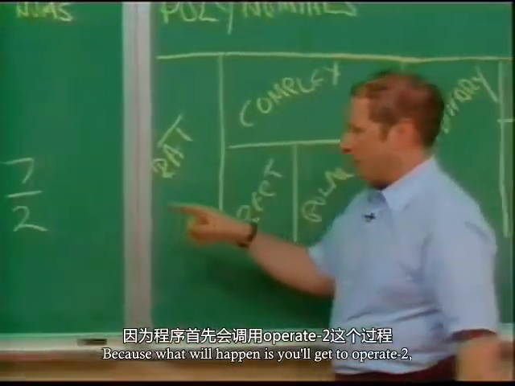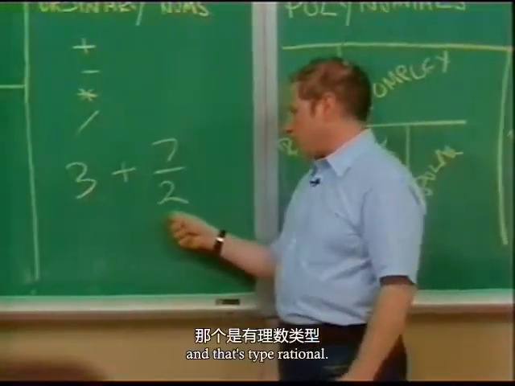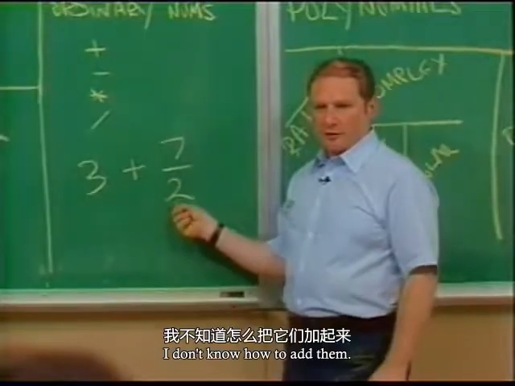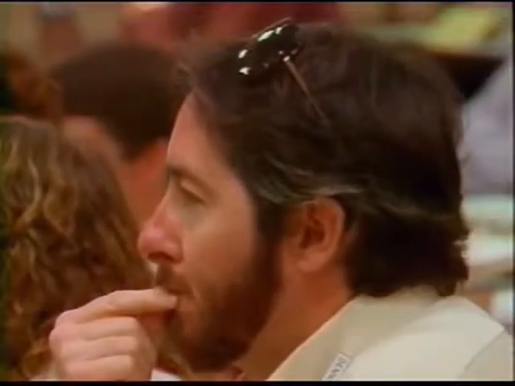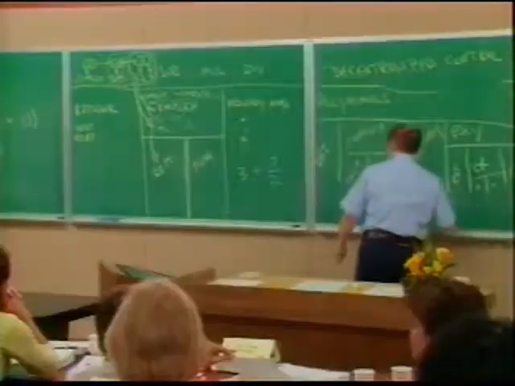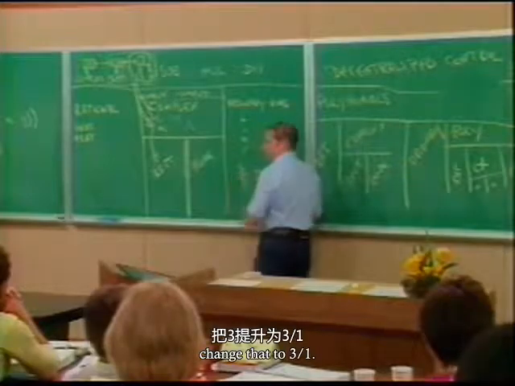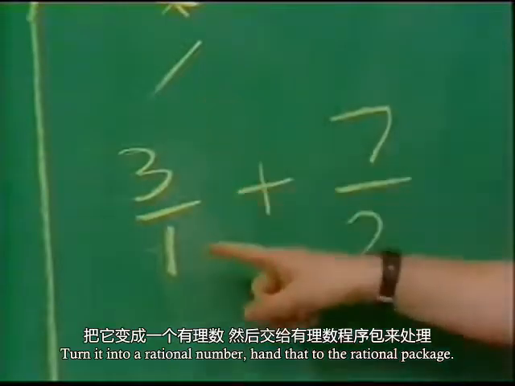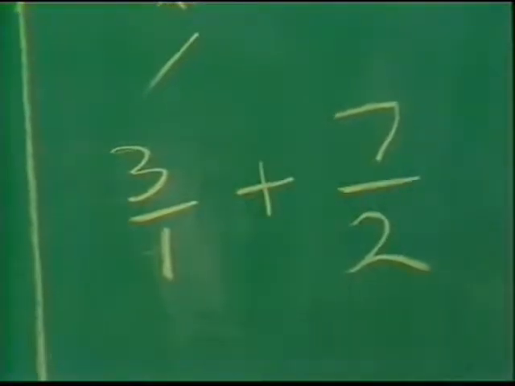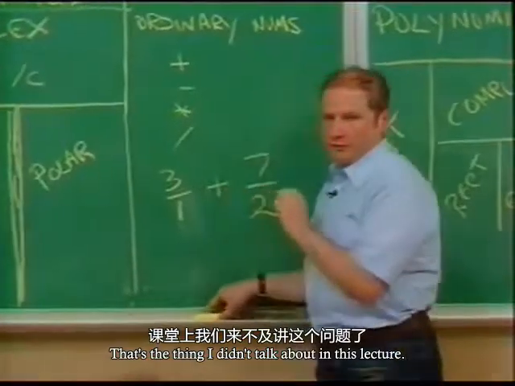Because what will happen is you'll get to operate 2, and operate 2 will say, oh, this is type number, and that's type rational. I don't know how to add them. So you'd like the system at least to be able to say something like, gee, before you do that, change that to 3/1, turn it into a rational number, hand that to the rational package. That's the thing I didn't talk about in this lecture.